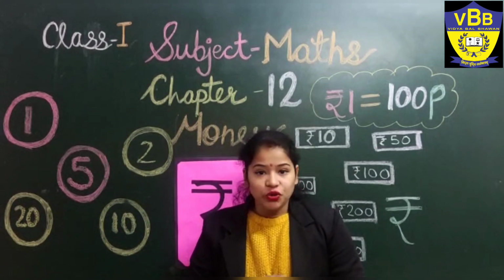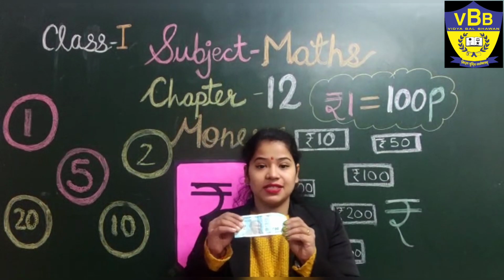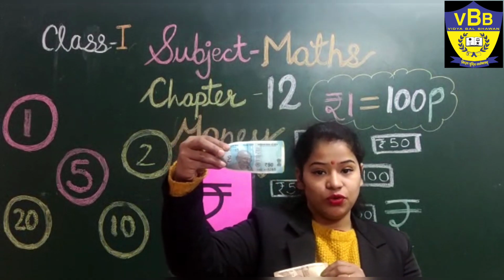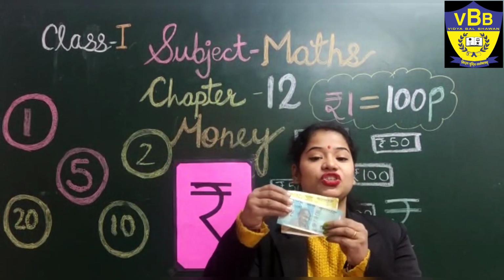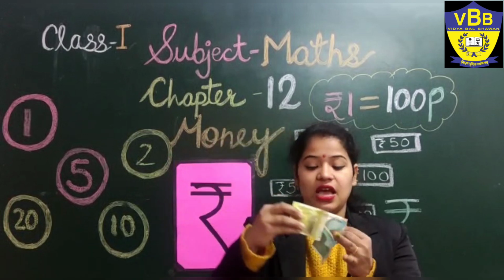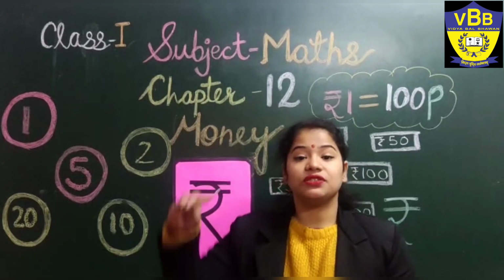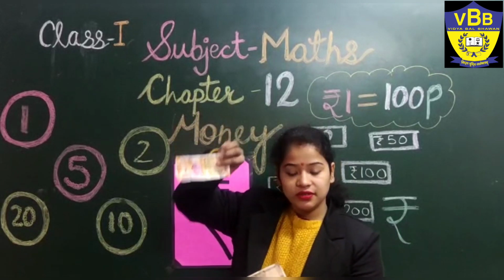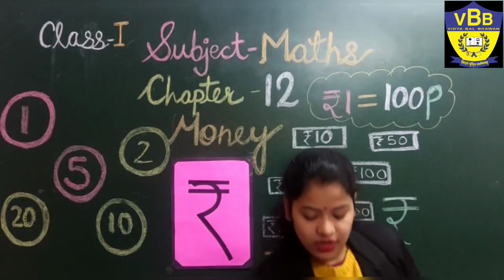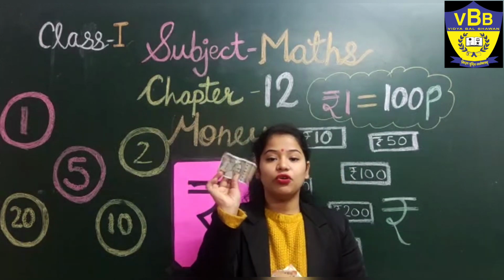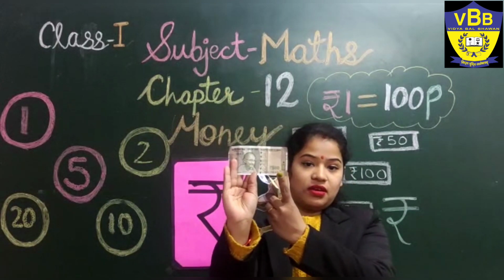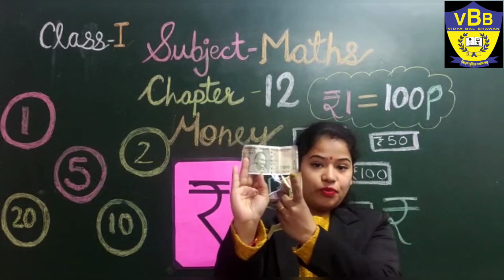So let me show you the original notes. See, this is 50 rupee notes. Okay, this is 20 rupee notes. This is 10 rupees note. This is 200 rupee note. This is 500 rupee note. See, are you able to see that? Rupees 500.